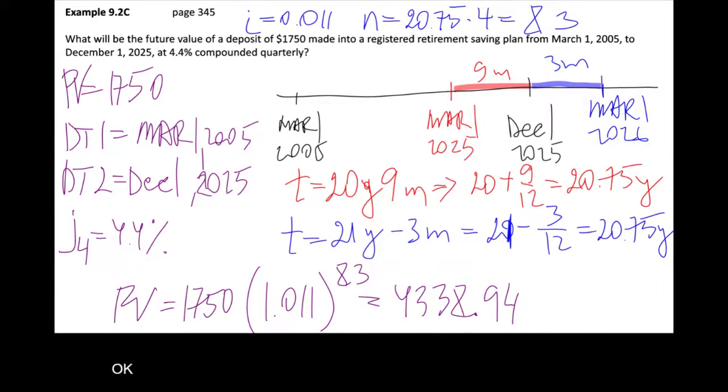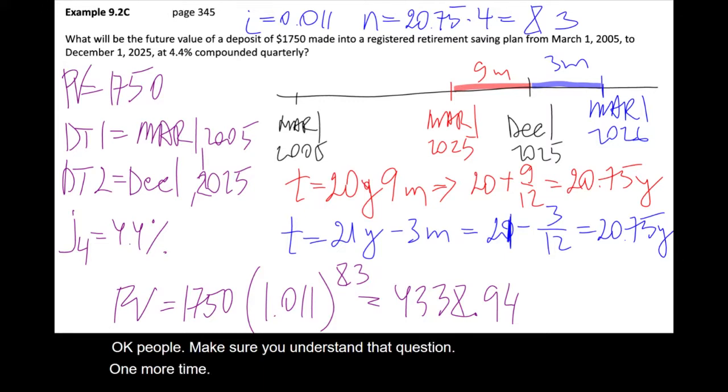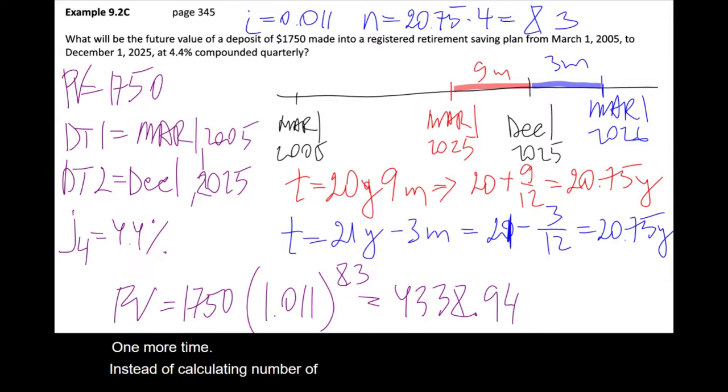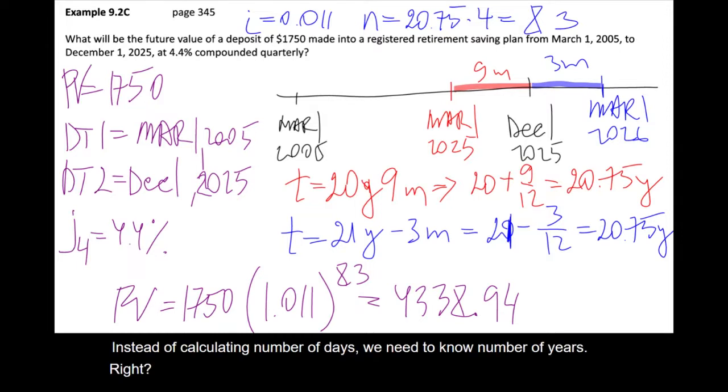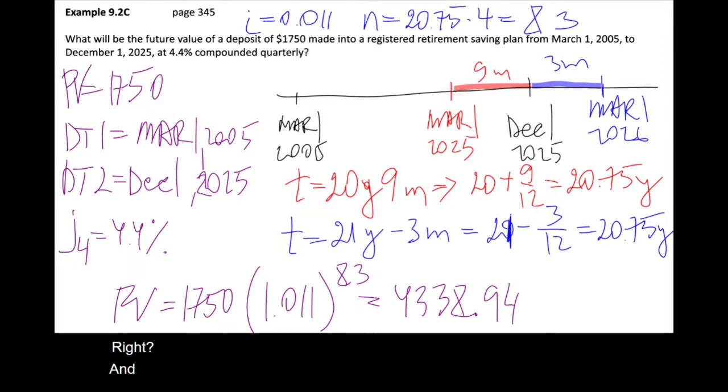Okay, people, make sure you understand that question one more time. Instead of calculating number of days, we need to know number of years, right? And basically, after that, number of compounding periods. Okay, let me know when you're done.